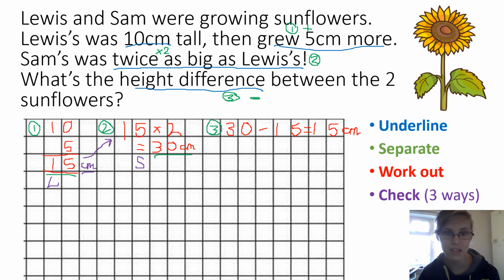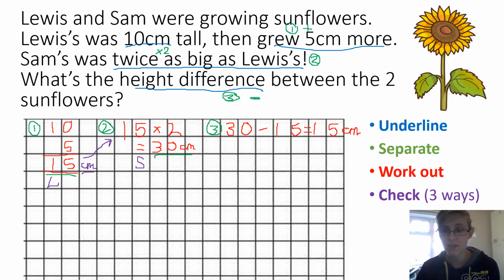And since Lewis's was half the size of Sam's, we knew that the difference between them was going to be half the amount, because his was twice as big. So the answer was 15 all along. If you'd worked that out using your reasoning, that's awesome, because it meant that you didn't have to do the second half of the question at all. You could have just finished on part 2 and said, well, yeah, obviously the difference is going to be 15 because Sam's would be twice as much as the original amount.